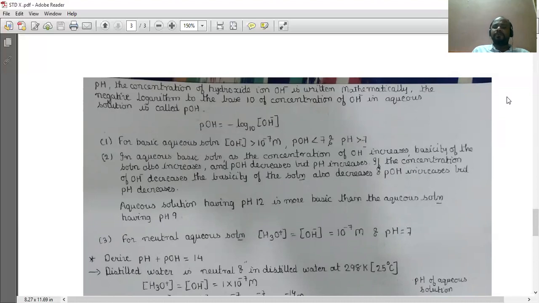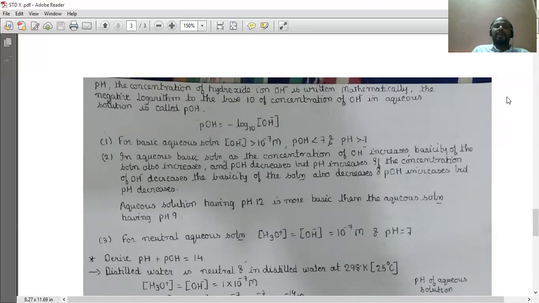In aqueous basic solution, as the concentration of hydroxide ion increases, the basicity of the solution also increases and pOH decreases. But when pH increases, if the concentration of hydroxide ion decreases, the basicity of the solution also decreases. pOH increases, but pH decreases.